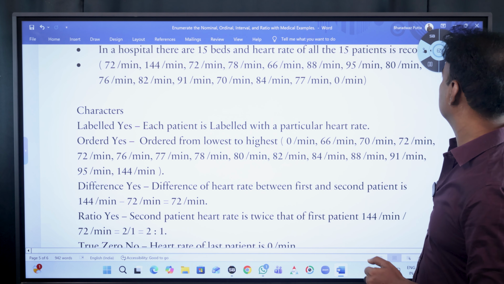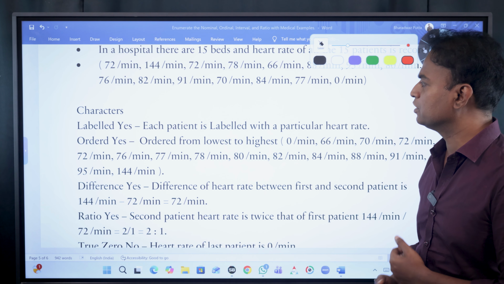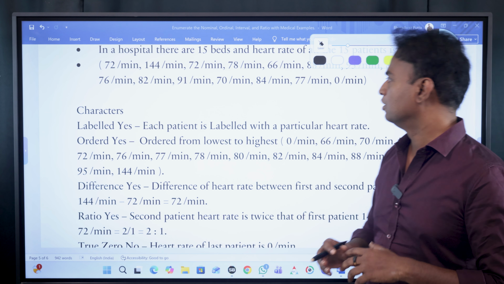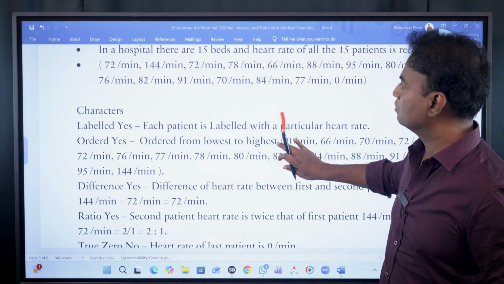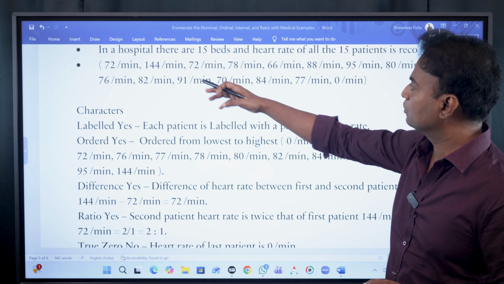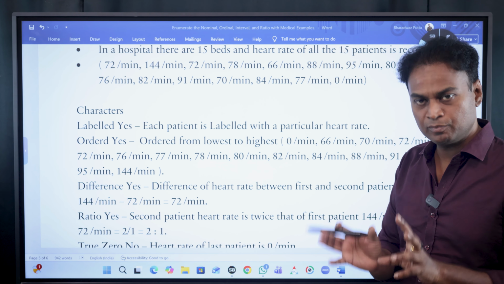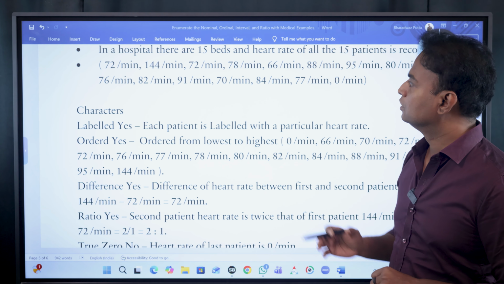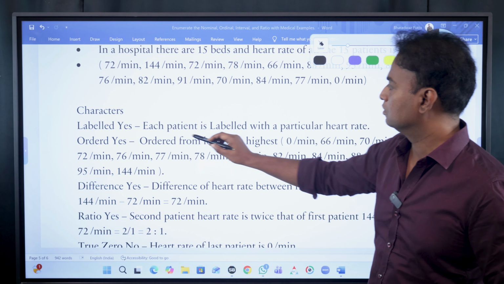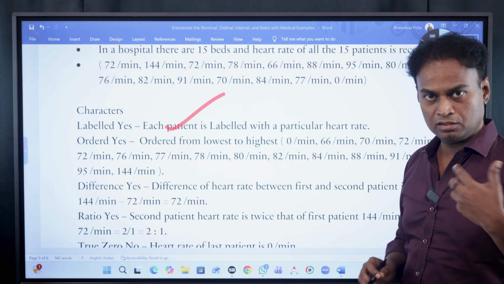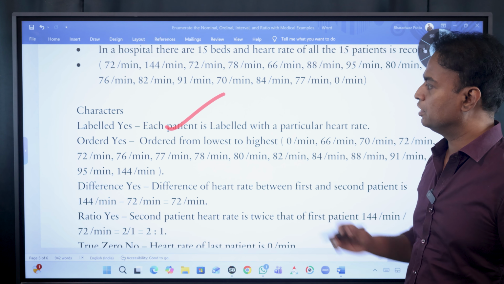And coming to the characters, can you label each patient? Yes, you can label each patient by the amount of heart rate they have. First patient, what is the first patient's heart rate? 72. So first you can label the first patient as 72, the second patient as 144. So labeling is possible in this type of data, the ratio scale.